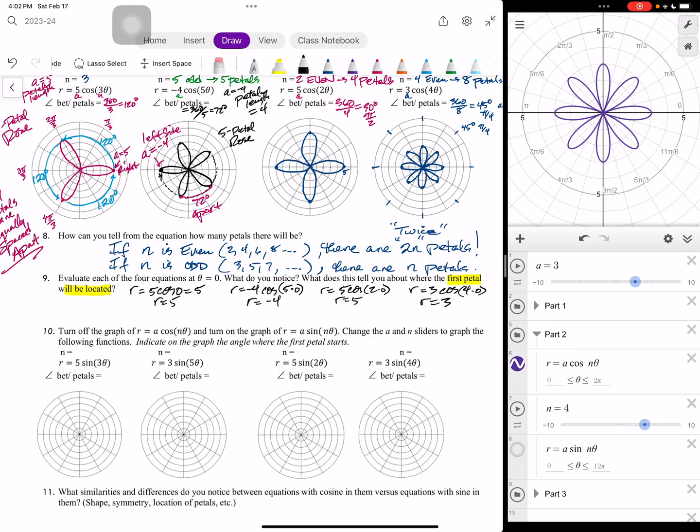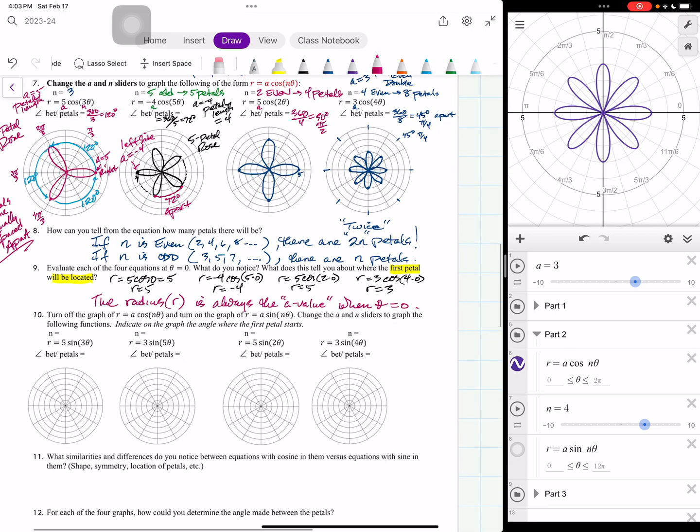Right here, so the radius is always the a value when theta is equal to 0. So let's make a little note of that, okay? Now the radius, I'm talking about r here. Radius r, all right, is always the a value, all right, when theta is equal to 0. Okay, there we go. And that's the tip of the petal. Okay, so let's make a little note of that. Tip of each petal.